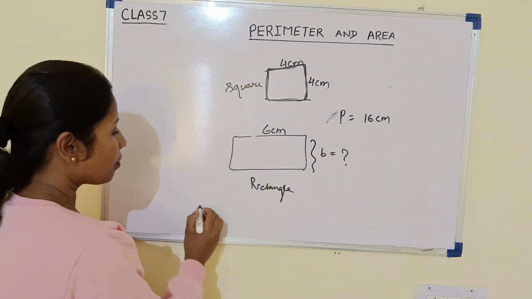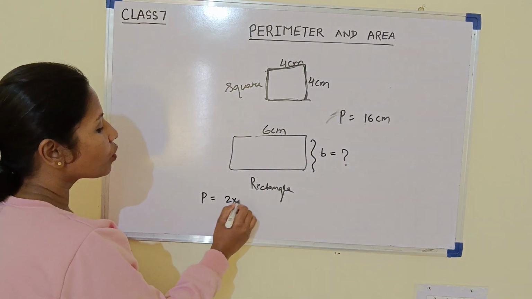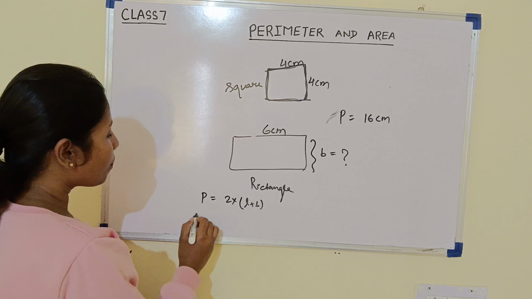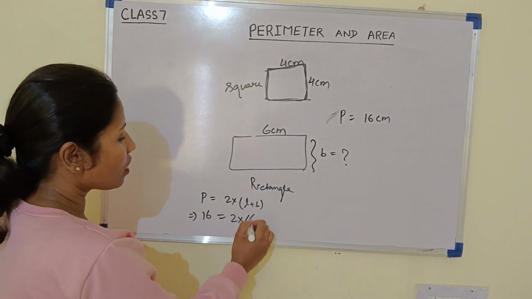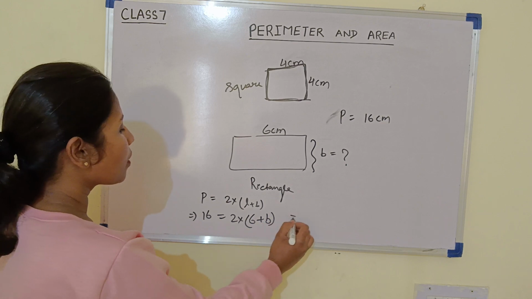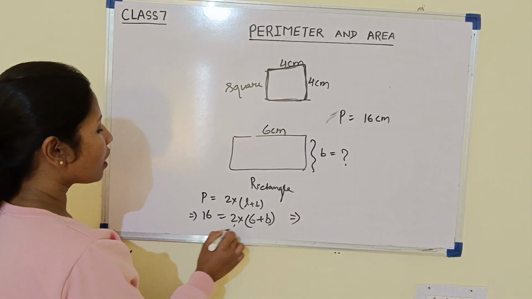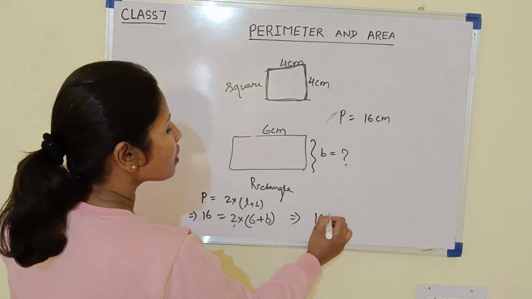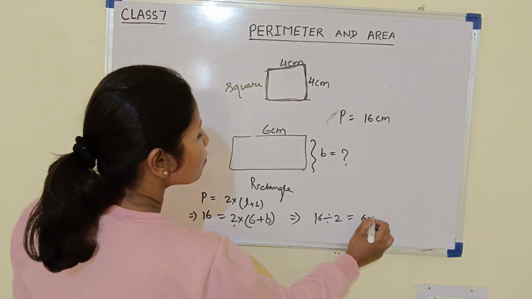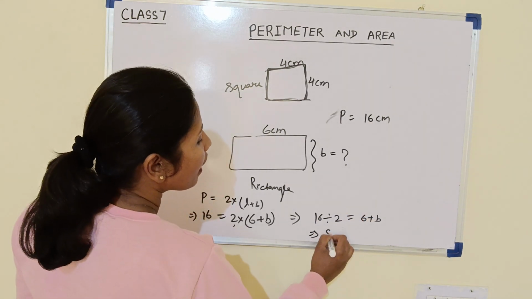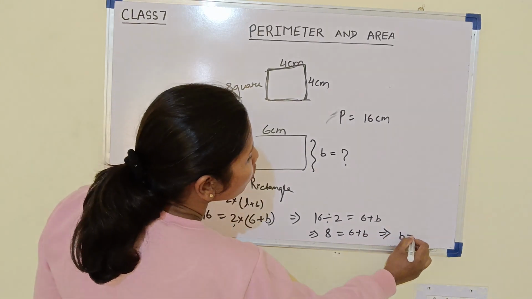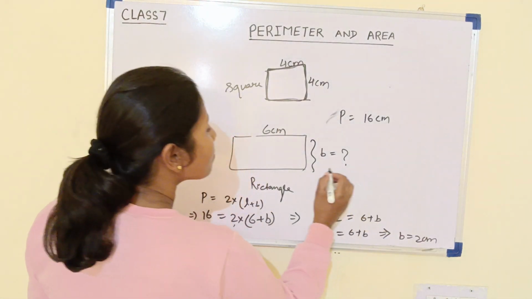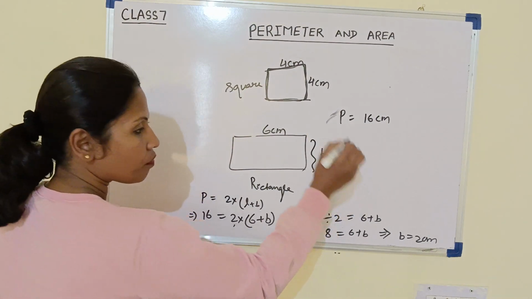So you know the perimeter, right? Perimeter is equal to 2 into (L plus B). So P you know, this is 16 and this is 2 into length, you know, length is given. So it's a B, right? So this 2 will come this side, then it's 16 divided by 2 and then 6 plus B. So 8 is equal to 6 plus B. So B will be how much? 2 centimeter. So this will be 2 centimeter.